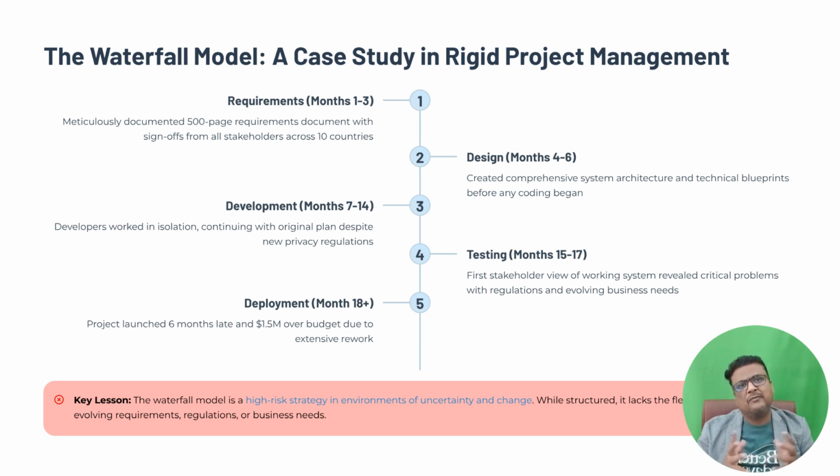The project's waterfall phases: Phase 1, requirements gathering, months 1 through 3. Sarah and her team begin by meticulously documenting every single requirement. They hold extensive workshops with HR managers, IT security, and legal departments from each of the 10 countries. The team produces a massive 500-page project requirements document that details everything from user interface mockups to data encryption standards. Key deliverable: the signed-off project requirements document.